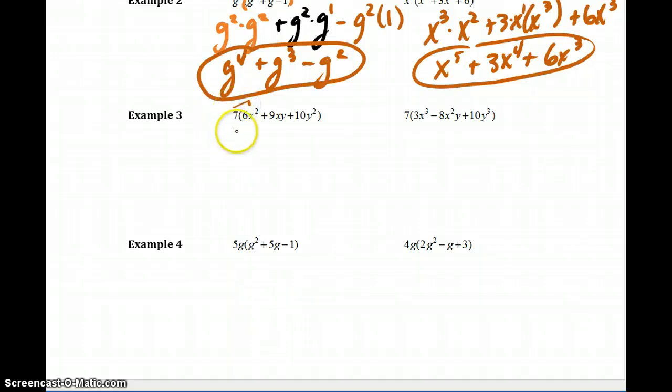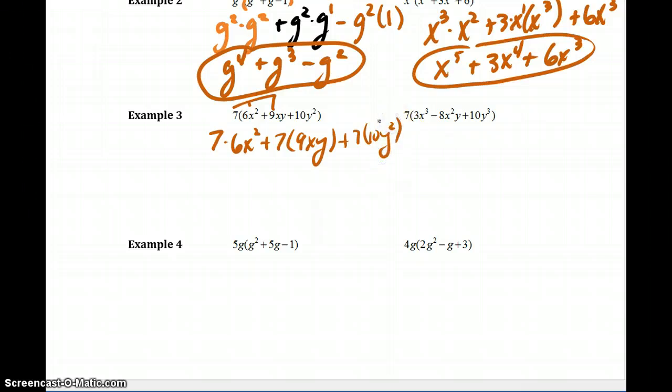It still multiplies in. So we have 7 times 6x squared. And then the next term is plus 7 times 9xy. And then the final is 7 times 10y squared. At this point, we always want to simplify things down. So 7 times 6 is 42, x squared. 7 times 9 is 63. X and y we cannot do anything with. They're still multiplied together. And then we have 70y squared.